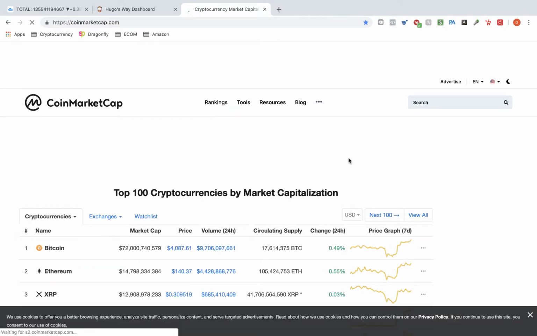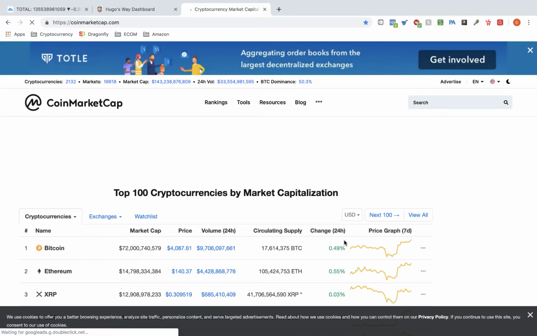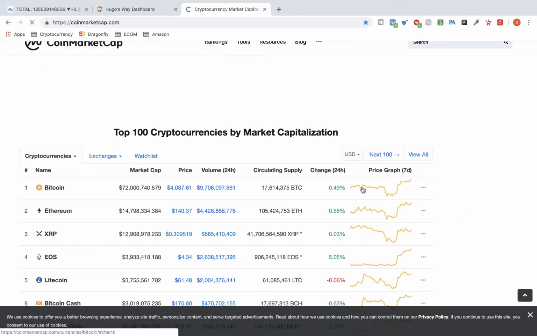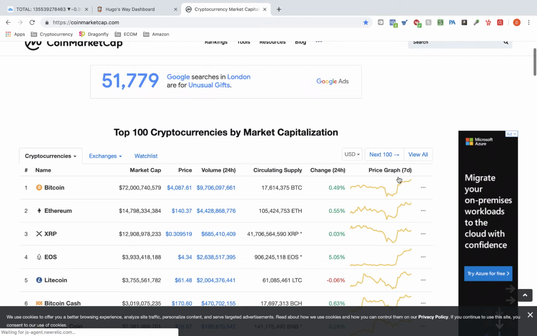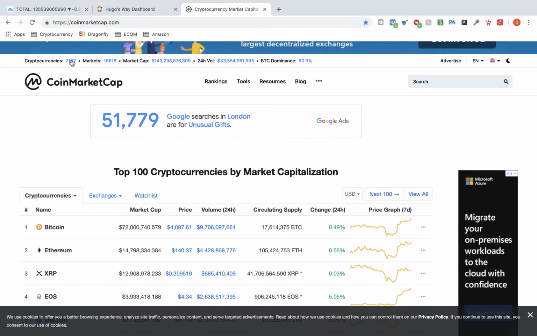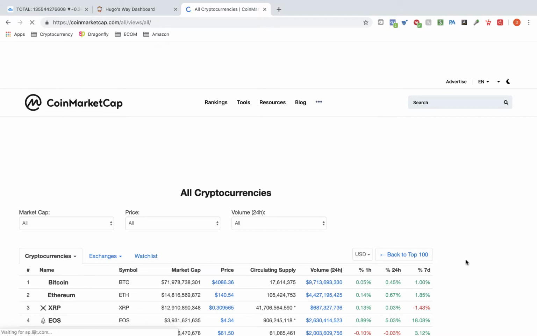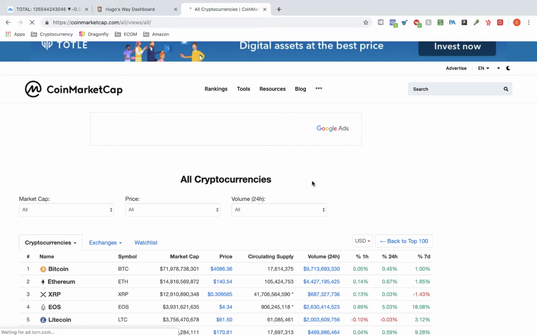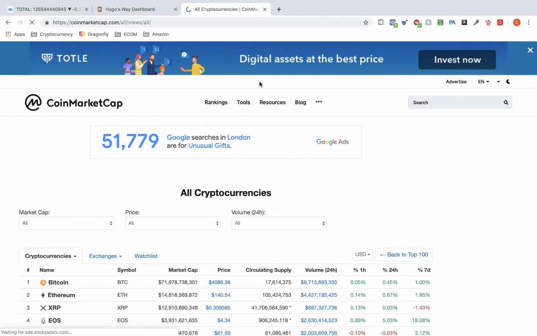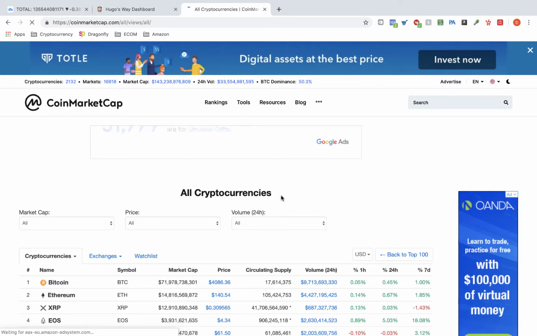coinmarketcap.com. What I like to do is go over here and hit cryptocurrencies because this graph is not my favorite. I like to see the 24, the daily, and the hourly. So come up here and click this button here. Boom. Now you get 7 days, 24 hours, and 1 hour. And you have the total market cap going to appear up here in just a minute. Okay, here it is right here.